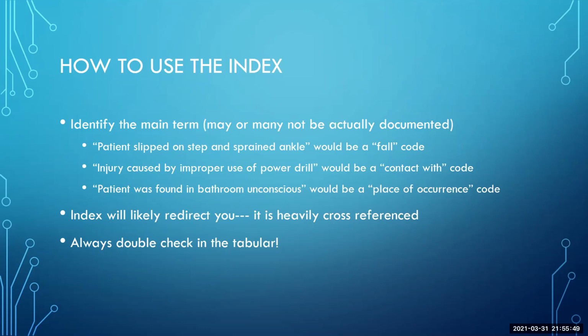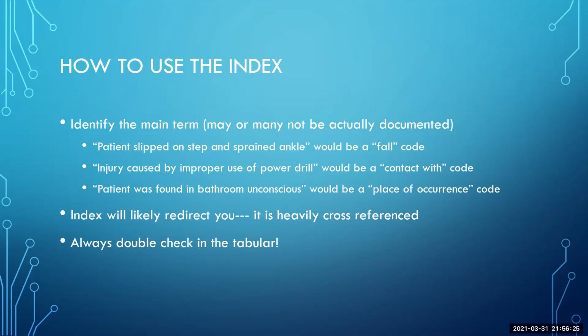The index is heavily cross-referenced. They refer you to a lot of different things. And then when you look in the actual tabular, which you should still look in the tabular, you'll see that there are a lot of very general codes that are all lumped together. So a lot of different injuries or contact with or exposure to might have the same code, but that's very, very common. So I don't want you to get worried if you keep getting referred to a different term. That's very common with the external cause codes.